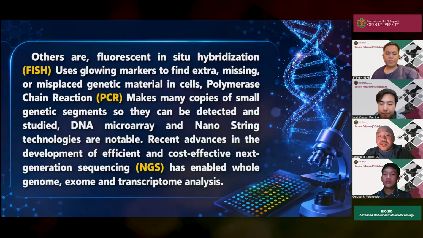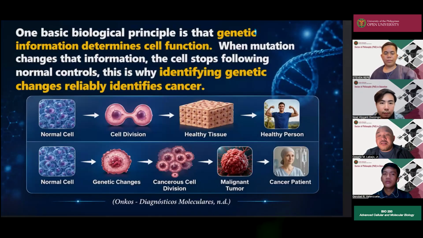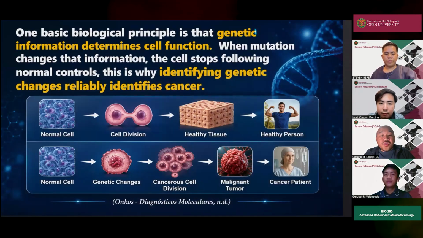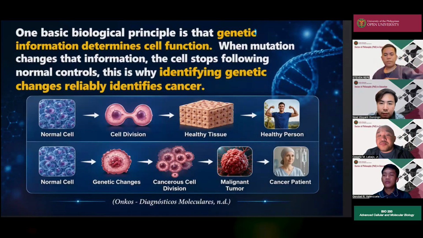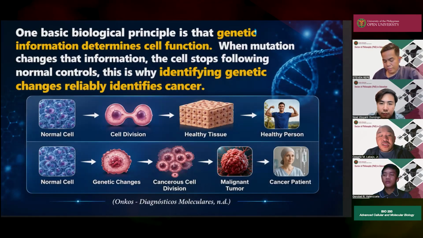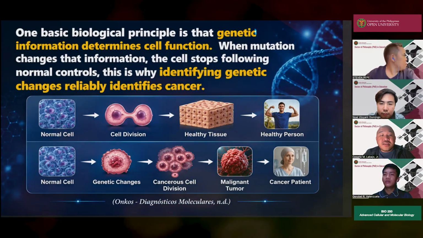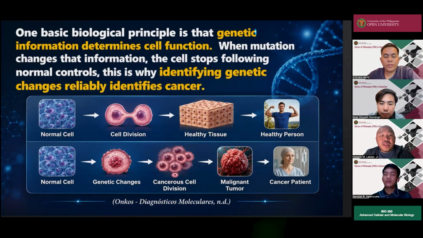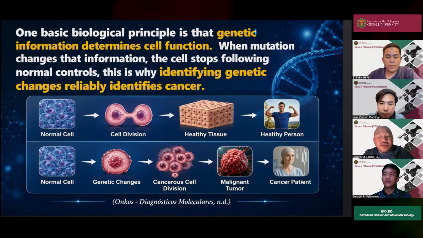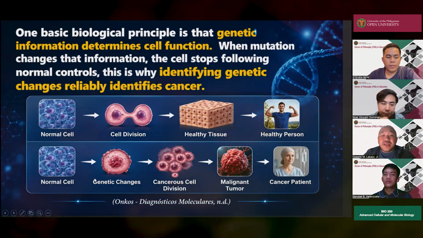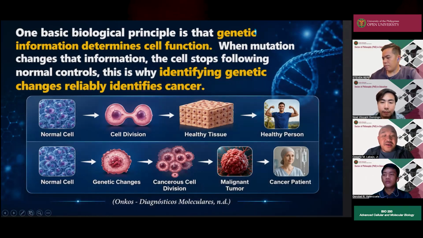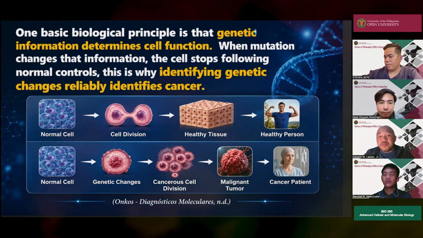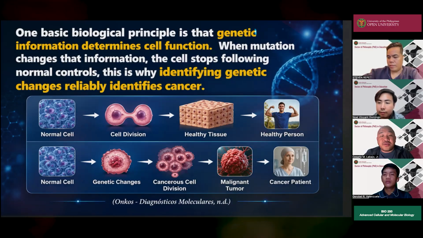Next. Genetic information and cell function. This slide reminds us of the basic biological principle. Genetic information determines cell function. So when mutation changes genetic information, the cell may stop following normal controls. This is why identifying genetic changes is very important in cancer diagnosis.